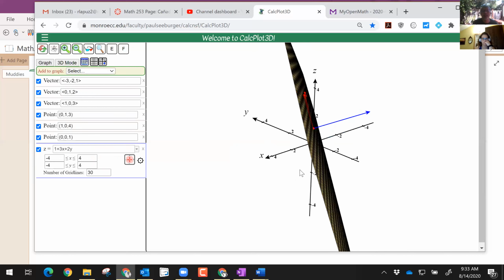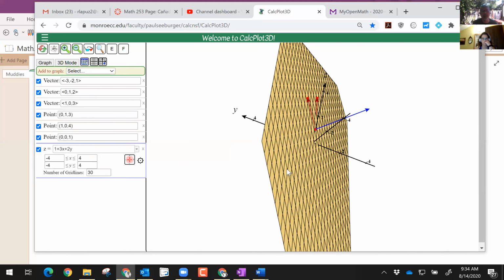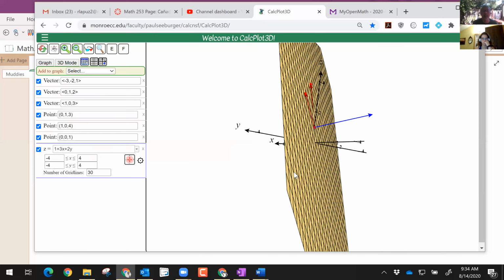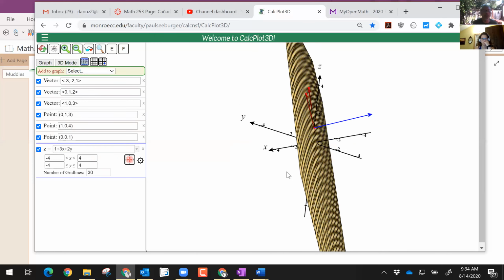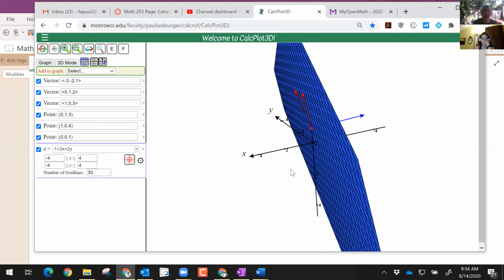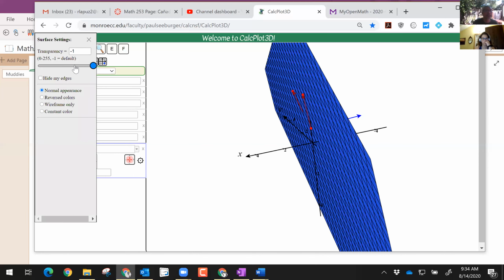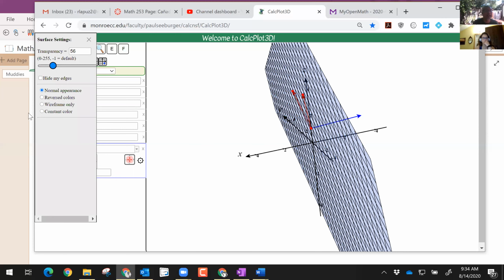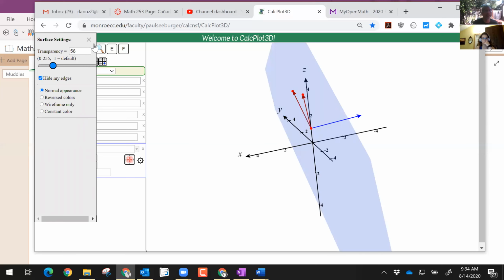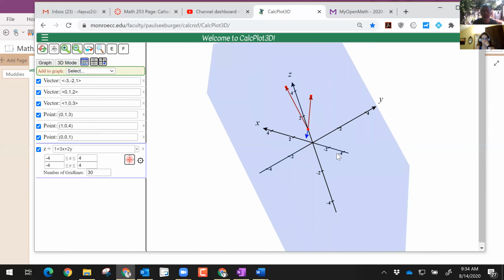So it looks like those points are on the plane, the vectors are on the plane. It looks like that normal is actually perpendicular to the plane. There's some cool settings here where you can adjust the transparency and you can hide the edges, hide my edges. So you can kind of see a more smooth surface.